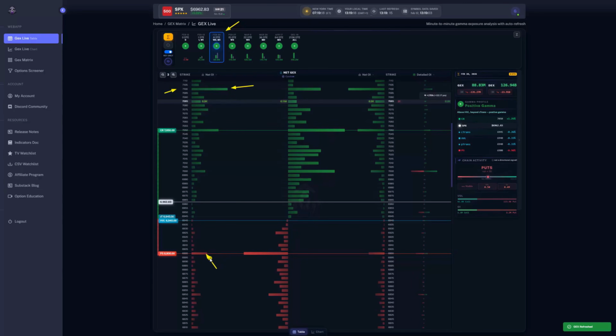But here, for example, you see a 6900, a very significant one. It also doesn't mean that the market will go to 6900. It just means the positioning is there. There is a delta exposure at that current level.